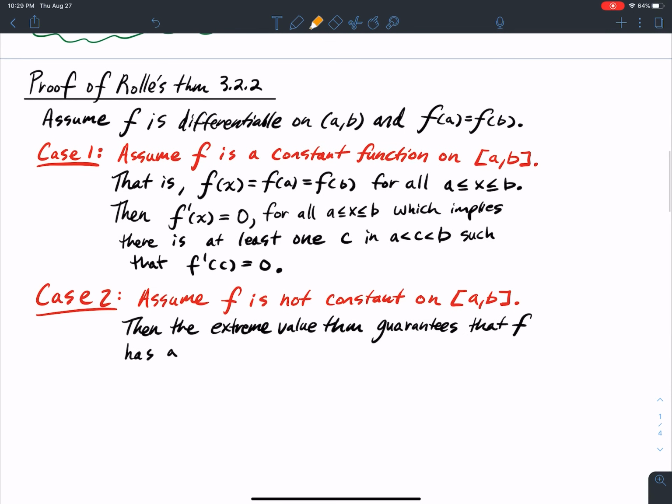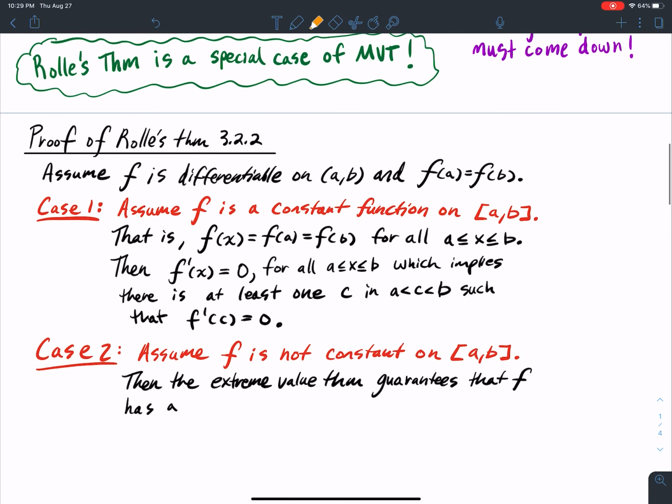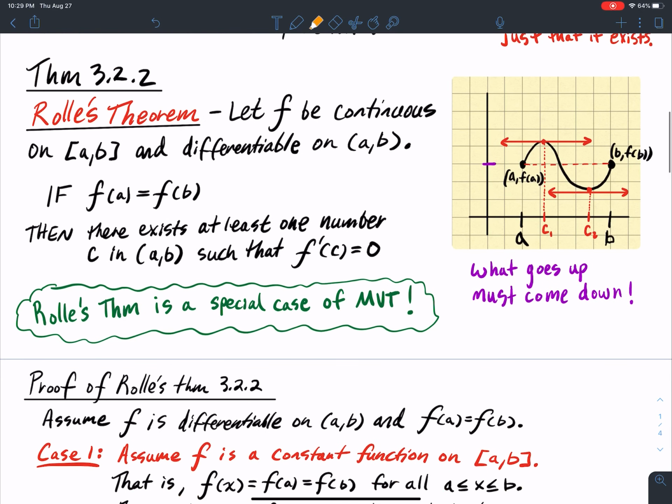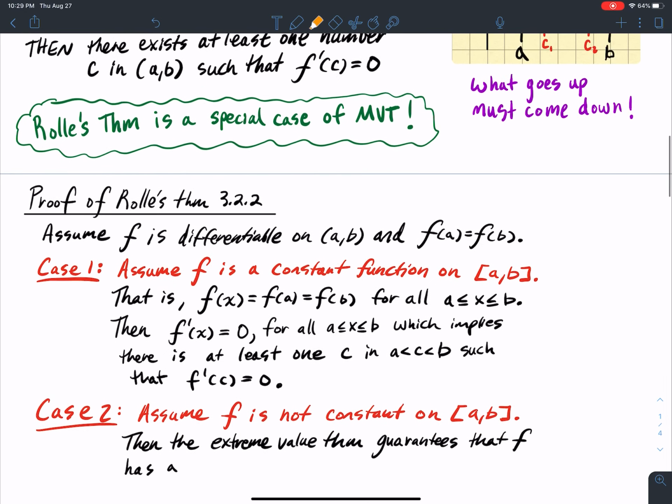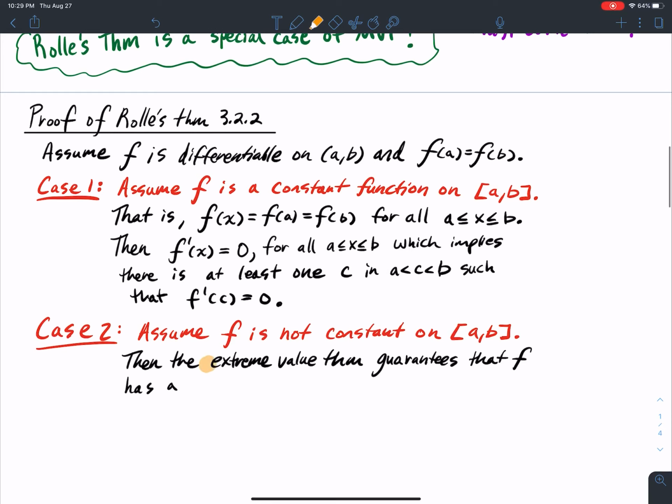Then what do I know? Well, I know that I can apply the extreme value theorem to this because what? It's continuous on the closed interval a to b, right? And so therefore, I know for a fact that the extreme value theorem guarantees that I have a maximum and a minimum value somewhere on the closed interval a to b.